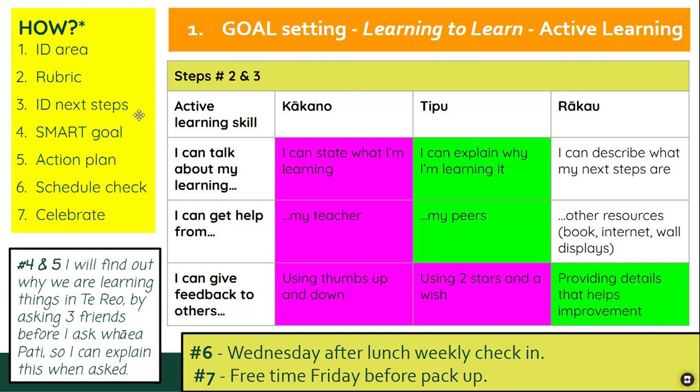They've set a SMART goal and an action plan, which is: I will find out why we are learning things in Te Reo by asking three friends before I ask Whaiapati, so I can explain this when asked. So the specificity is in the fact that they can't at the moment explain why they're learning what they're learning. And they're combining that with not always going to the teacher to ask first, so talking to others to be able to explain the first part. And then they haven't actually put this into their goal at the moment, and that's fine because they don't want to have that as a focus. But if they wanted to, they could also look at providing more detail and feedback to other people.